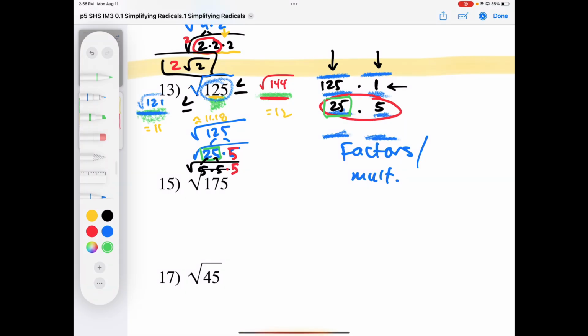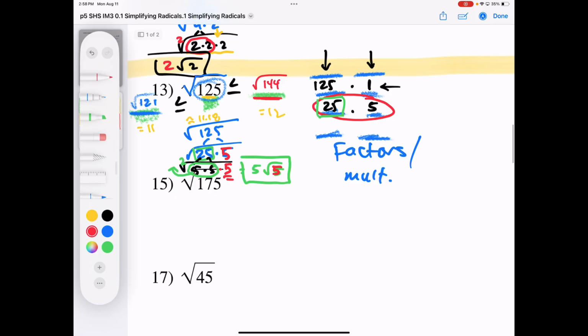Okay, now we're looking for pairs. I circle the pair, circle it. Where does it go? It goes on the outside. Your answer is 5 radical 5. Let's put that red one. That one inside, it has no one to go outside with. Does that make sense? Okay, let's try number 14.